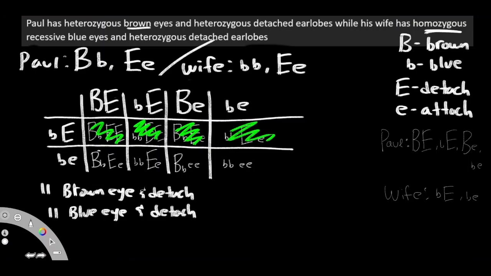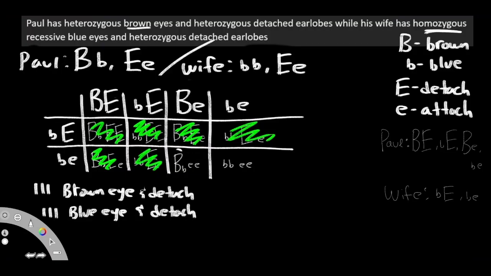How about this one over here? This is a brown eye with a detached earlobe. That's what we have over here, so I'll put another one over there. This one over here is a blue eye with a detached earlobe. That's this one over here, so I'll put another tally over there.